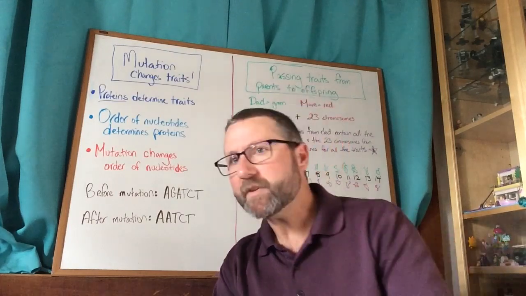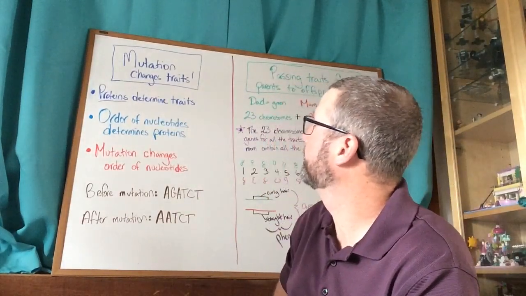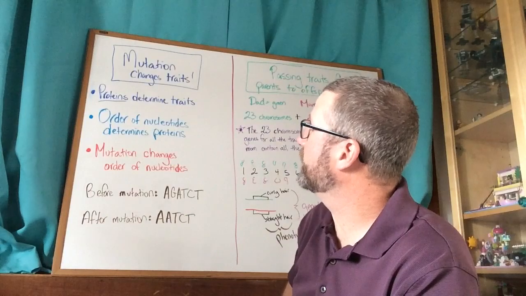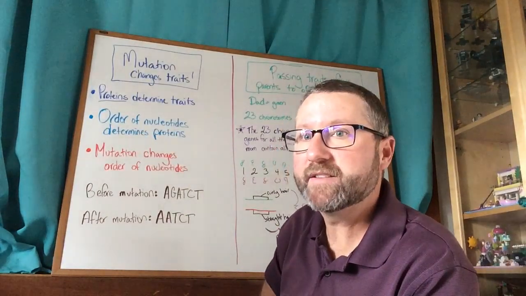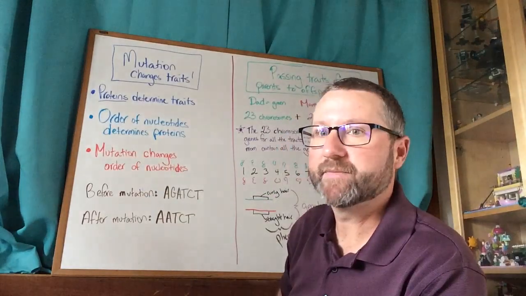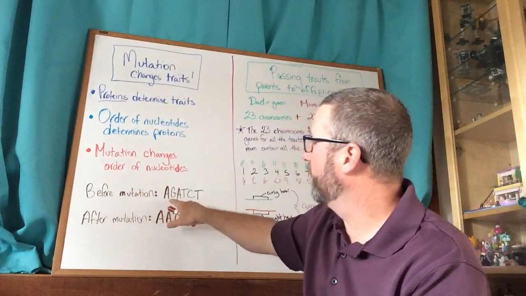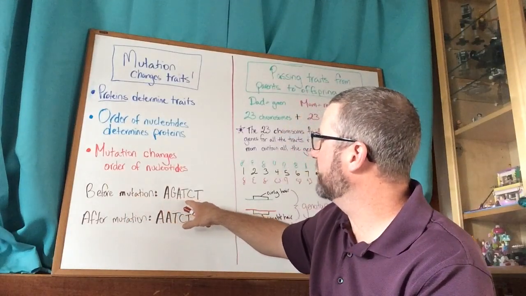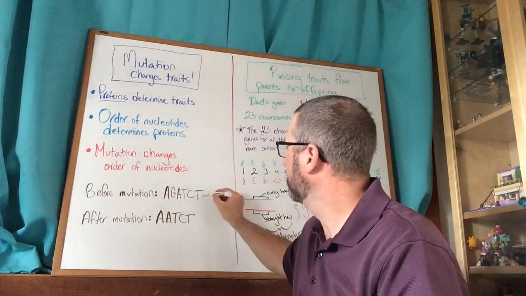Okay? So, mutations change traits. Proteins determine your traits. The order of nucleotides determines your proteins, and mutation changes the order of nucleotides. Here we have an order of nucleotides before mutation. It was A, G, A, T, C, T. Let's say that produced curly hair.